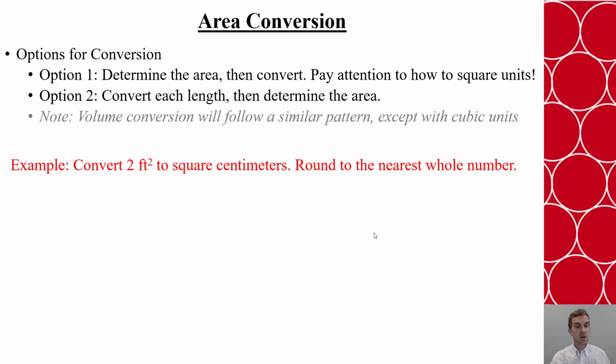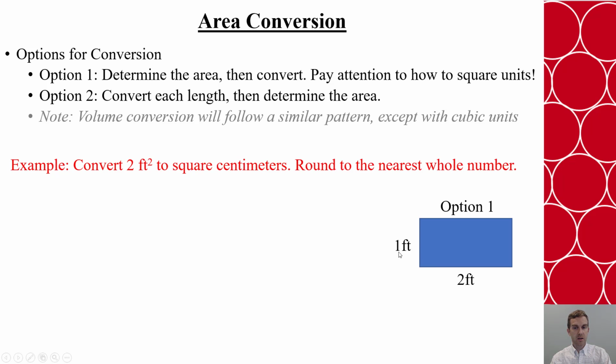So let's convert 2 square feet to square centimeters and round to the nearest whole number. Let's take that first option. This is an example of what it would look like. It'd be a 1 foot by 2 foot rectangle as a way to think about 2 square feet. So as an area, I want to then convert square feet over to square centimeters. Well, to do that, I need to go from square feet to square inches, and then from square inches to square centimeters. So I still have to follow that chain of movement using the connectors that I have.